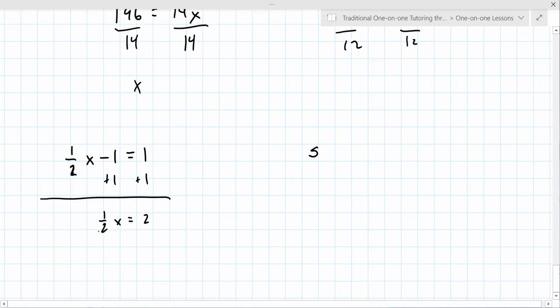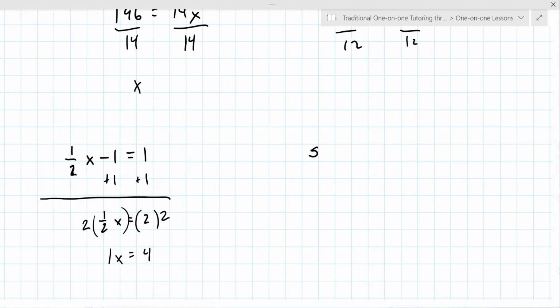How do you undo the 1/2? What can you multiply both sides by to undo the 1/2? You do 2, I'm pretty sure. 2, because it's the denominator. That's right, because 2 times 1/2 is 1. And then you get 1x equals 4.